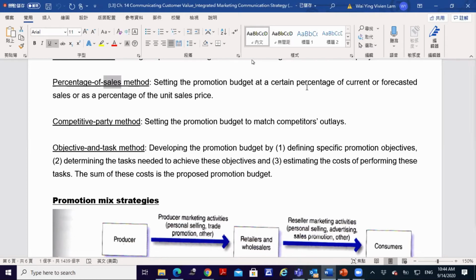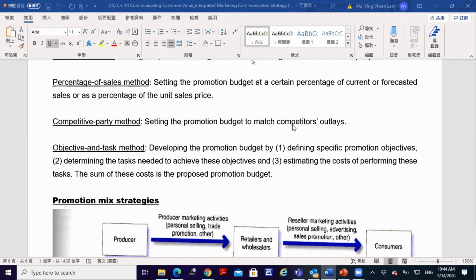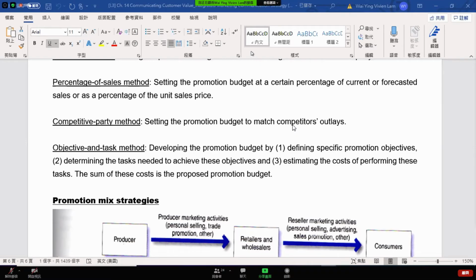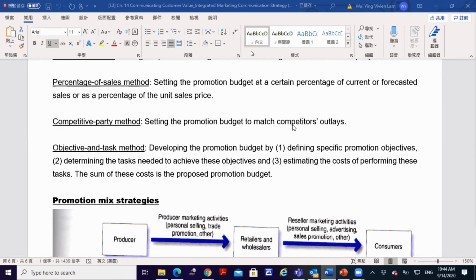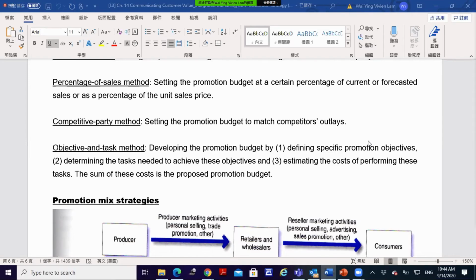The third one we call the competitive parity method. That means you try to keep an eye on your competitors and follow the way they do, or you try to do it in another way. There are a few approaches. Option 1: for example, your competitors are using 1 million to do their promotion, and you just follow. Option 2: if your competitors are using 1 million, you want to do better than them, so I use 3 million to do my advertising campaign.